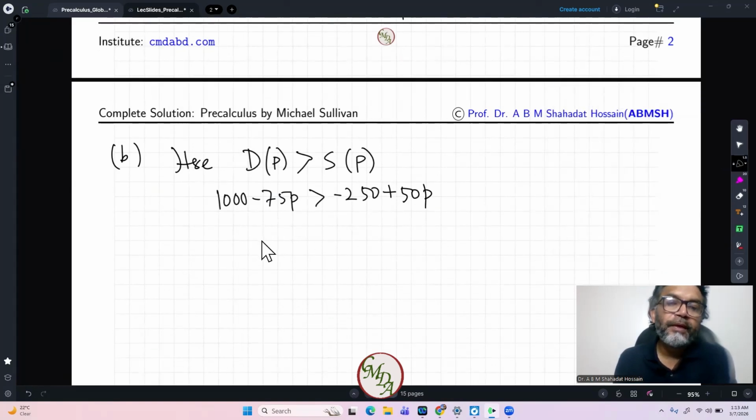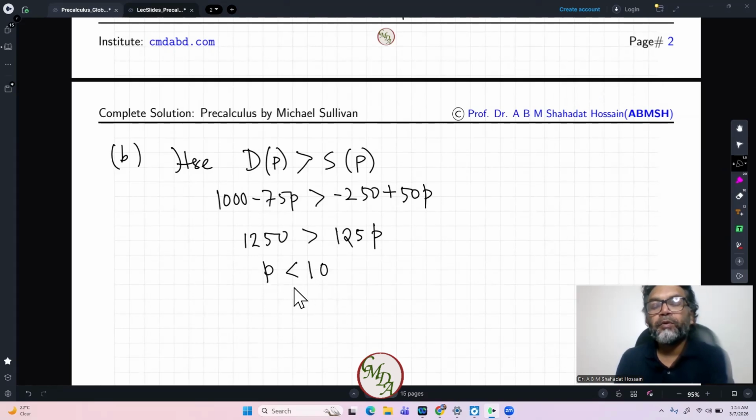So we can take this other way around. So 1000. If we take the number on the left side, 250, similar, just the inequality sign there, and 125P. So another way around, P is less than $10. So if the price declines, then the market will have more demand. If the price is less than $10, the market will have more demand on this.